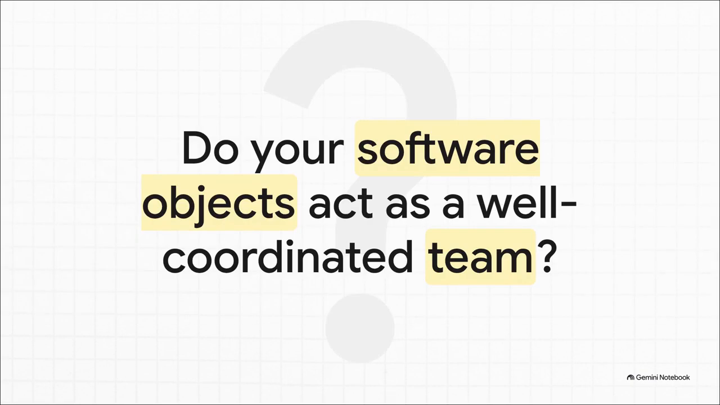As we wrap up this explainer, I want you to think about the code you interact with every day, or the systems you're currently planning to build. Ask yourself this: if your software objects were a real, breathing team of human experts, how well would they actually communicate? Is your system a chaotic free-for-all of tangled dependencies, or is it a beautifully coordinated team? Designing great objects is the absolute key to making sure it's the latter.